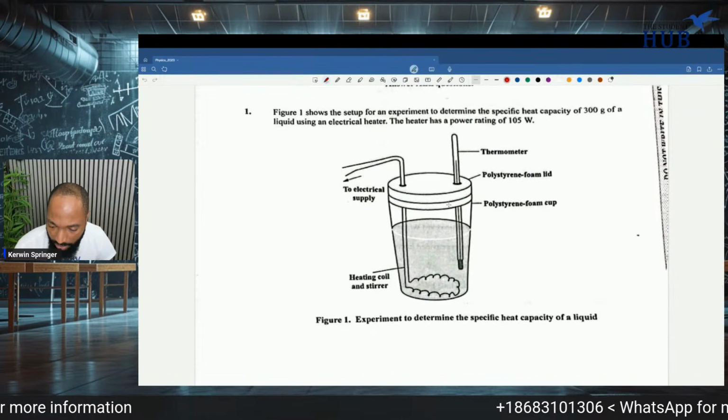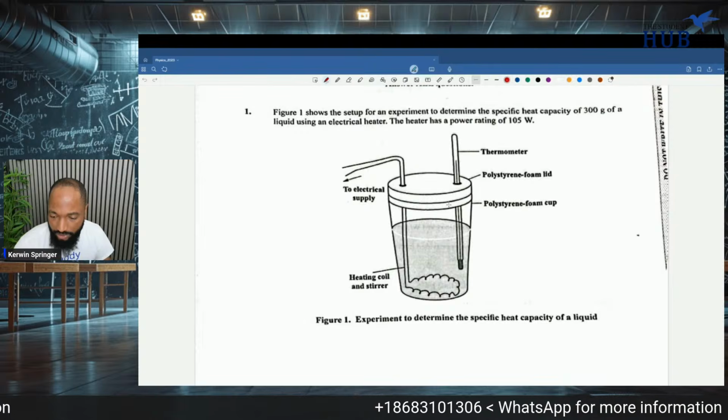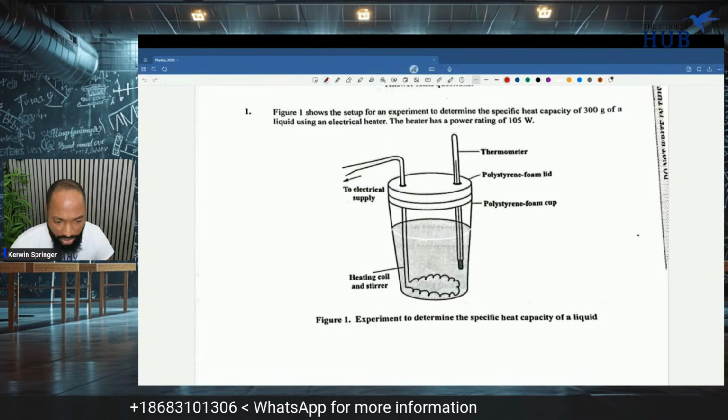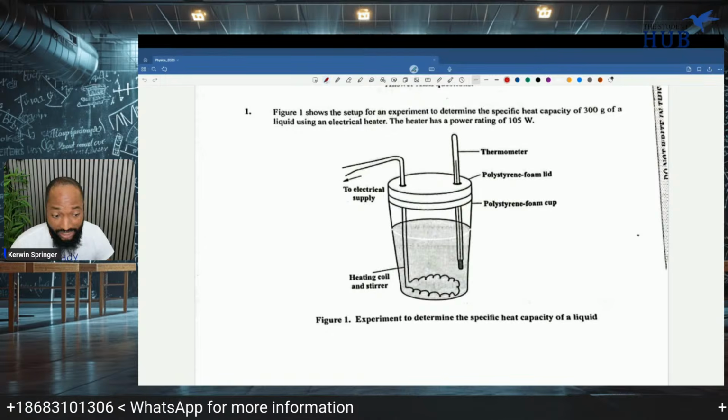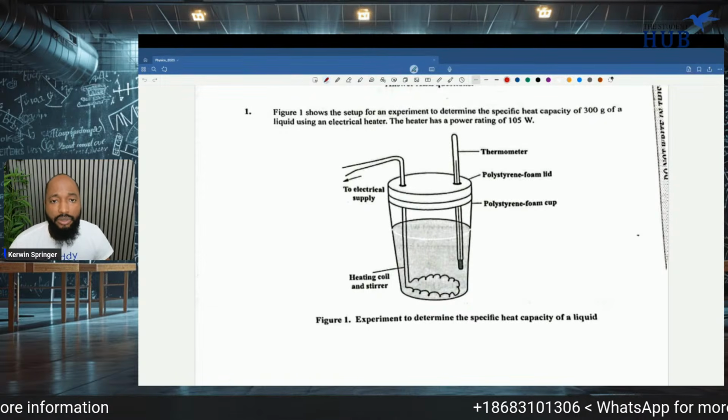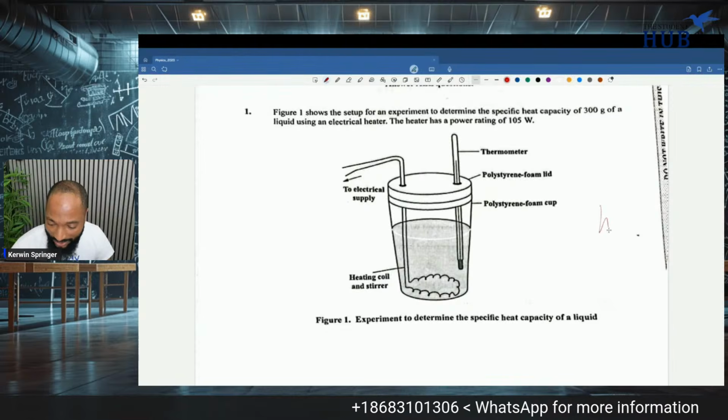The heater has a power rating of... where's my pen? Where's my pen? Read the question. If I told y'all everything that could go wrong this morning... But don't worry, the physics must go on.